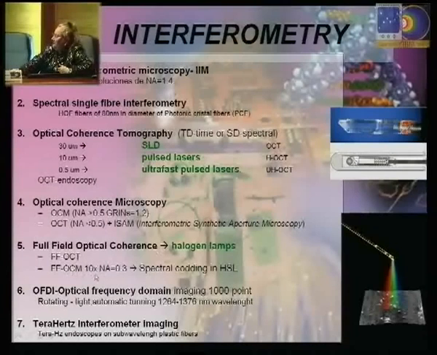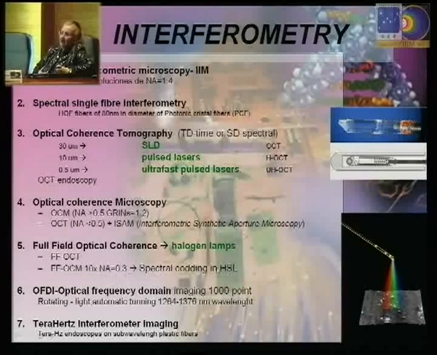You can have an optics of 10x with a numerical aperture of 0.3, and with a spectral coding of the images you get, you can have like a full biopsy or histological image of the area you are seeing.